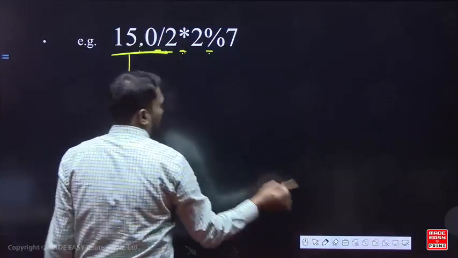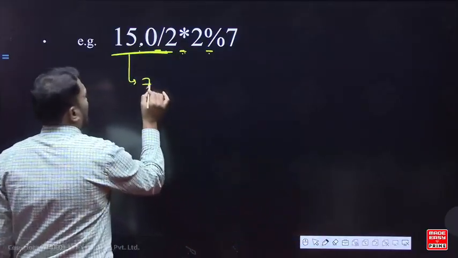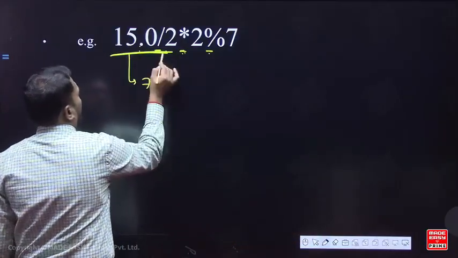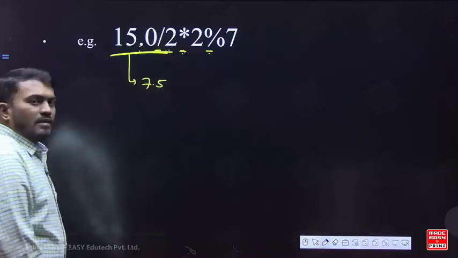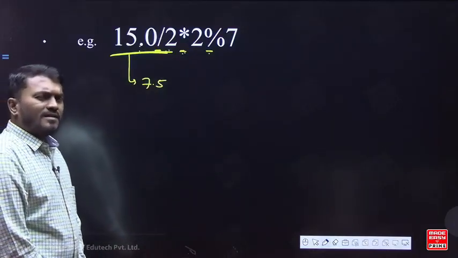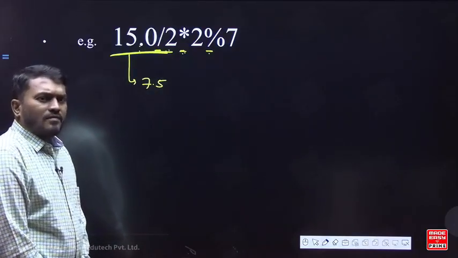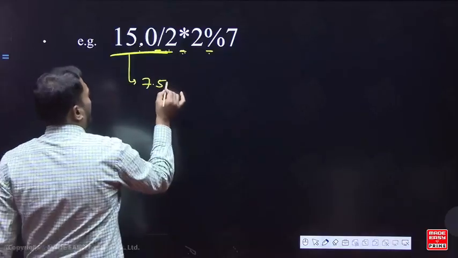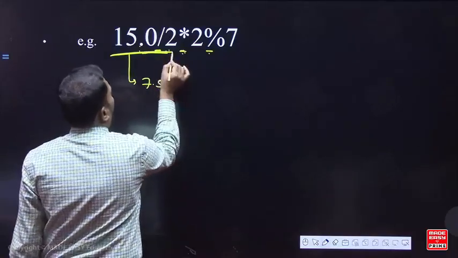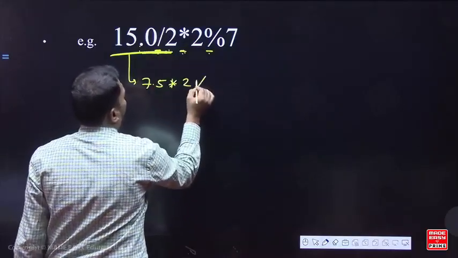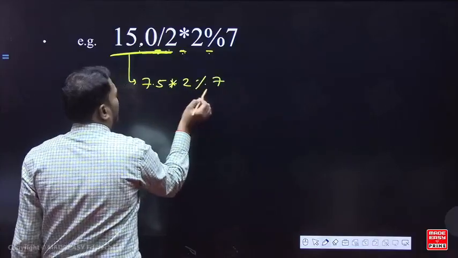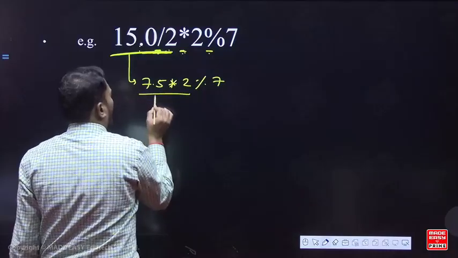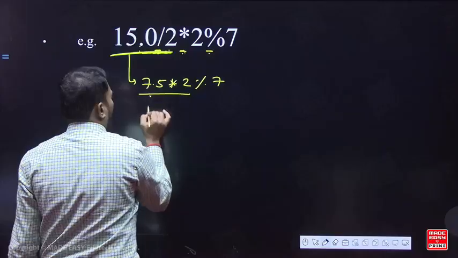7.5. Yes or no? Right? 15.0 divided by 2. One is a float, other is integer. According to C language, the answer is a float, 7.5. So next, 7.5 multiplied by 2 modulus 7. Again both are having the same precedence. You apply this. 7.5 multiplied by 2. What is the answer of this?